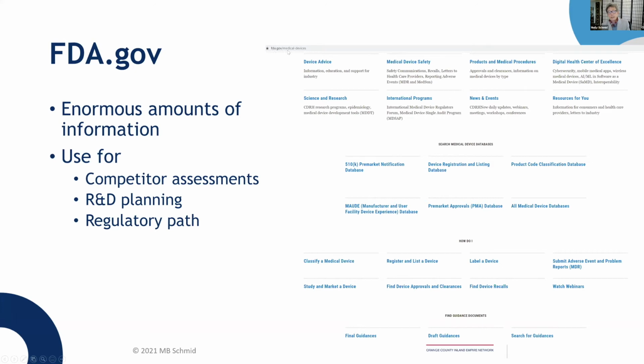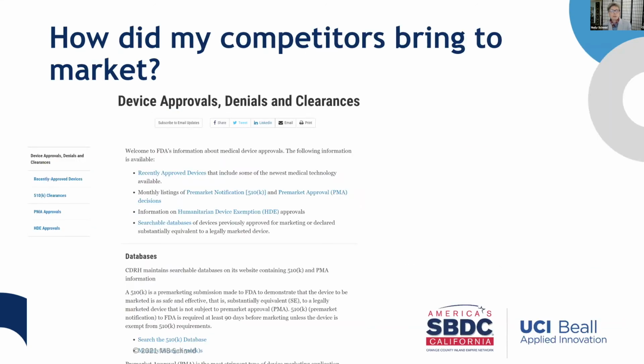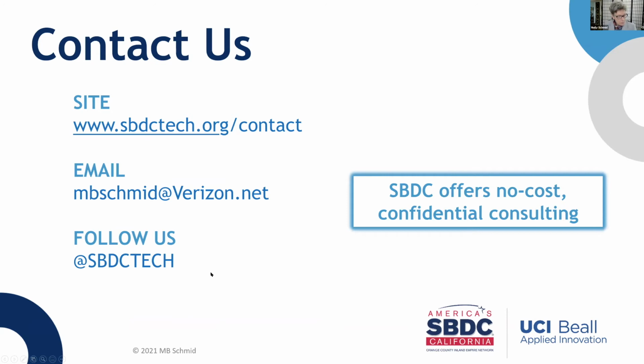page, this one, FDA.gov in the medical devices section, you can see all sorts of information, 510Ks and different device registrations and so on. So you use this for competitor assessments again, but also for your R&D planning and what path you should take or what path is likely to take for your product to get to market. All right. And again, as I said, this is just diving a little bit further into the FDA website. All right. That is the whirlwind.